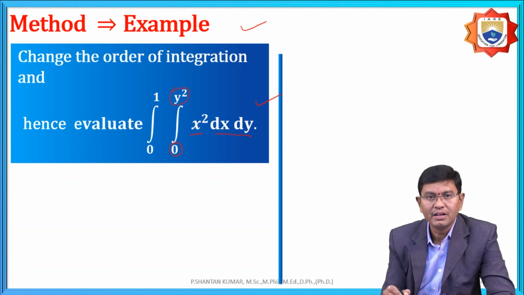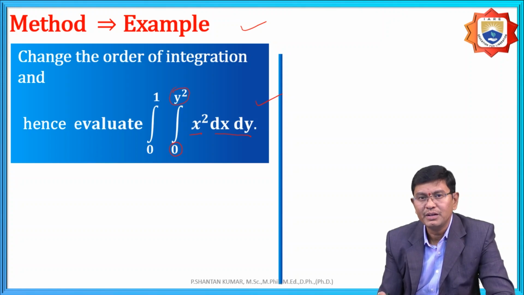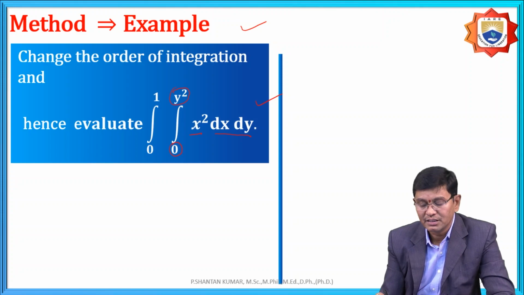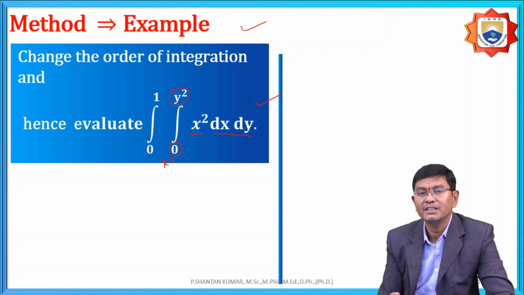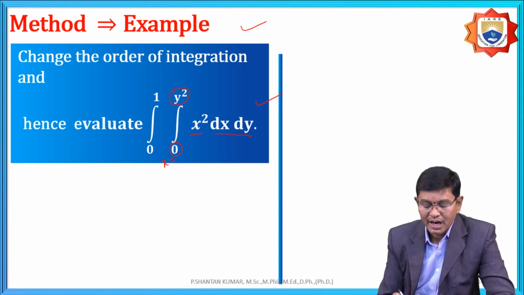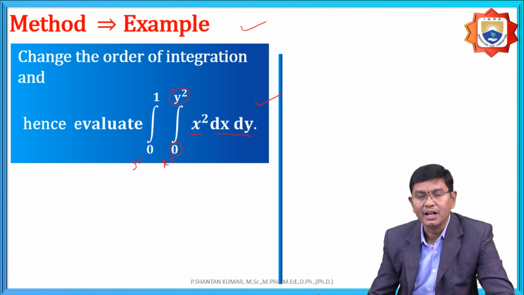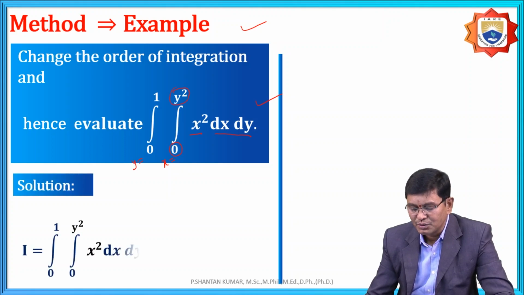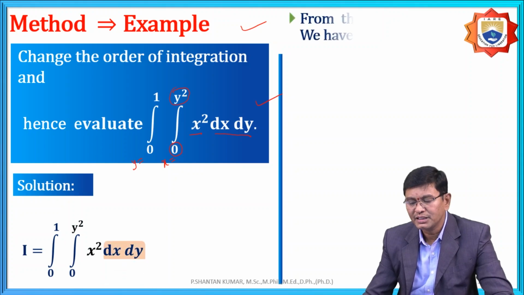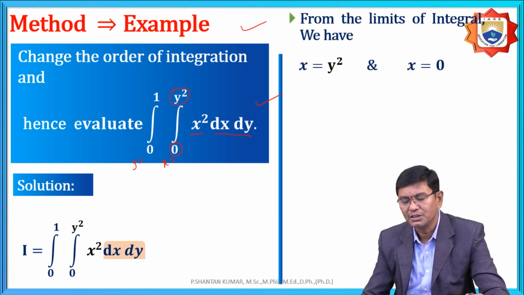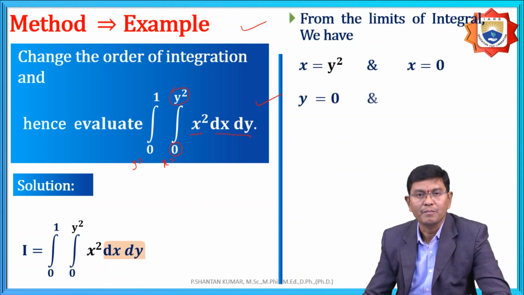That means while we are observing here, the limits are in terms of y. We need to assume these limits: for x, the lower limit is 0 and the upper limit is x equals y square. The remaining limits are y equals 0 and the upper limit y equals 1. That is, we need to consider x equals 0 and x equals y square, y equals 0 and y equals 1.